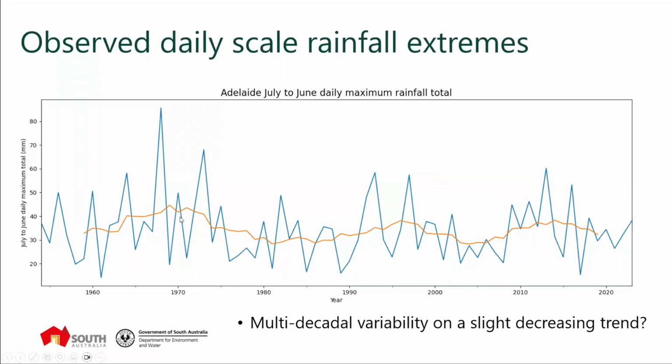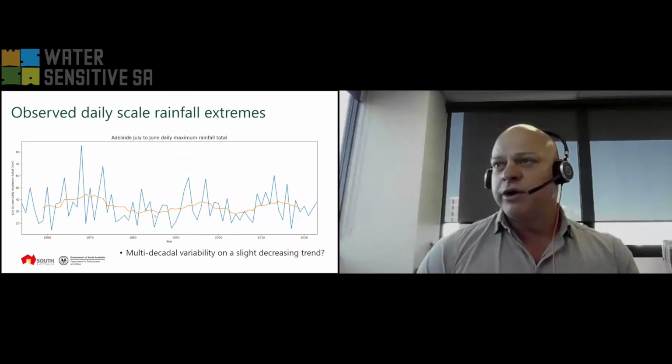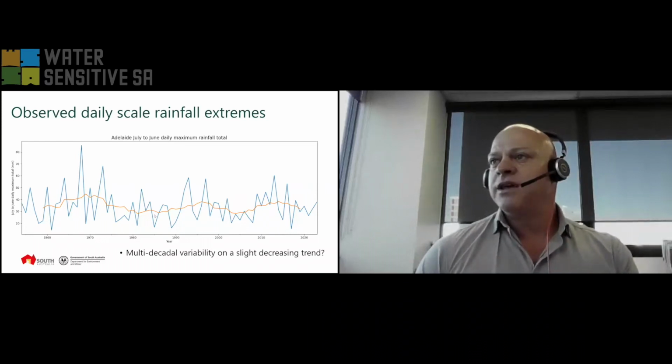So I've got a 10-year mean through that. And so there are periods where you do see a bit of an increase in the events, but if anything, on what's still a relatively short record, there's a slight trend downwards. So at this scale, at daily scale, we're not seeing clear trends of increasing rainfall extremes on a daily scale in the Adelaide region.